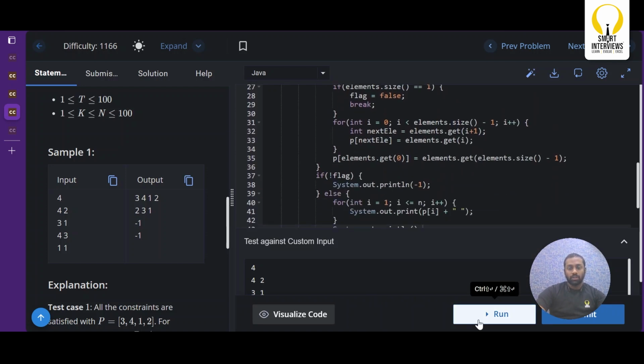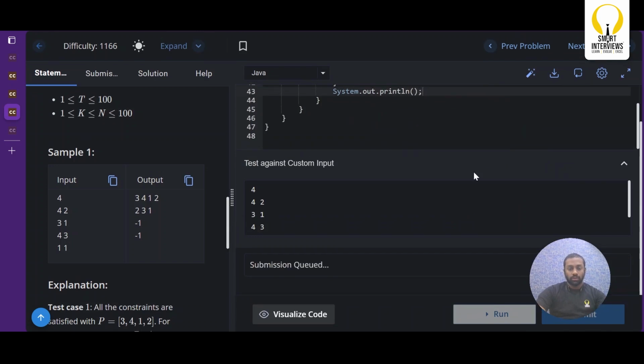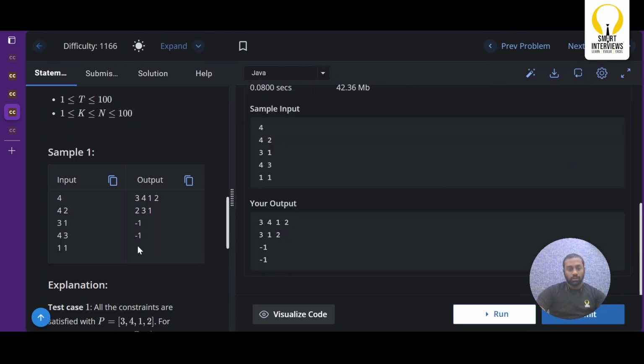More or less that's it, I guess. Let's see if it works, or did we miss something? 3 4 1 2, 2 3 1. Well, we got 3 1 2. Think if it is in the right position. Three remainders, okay, 3 and 1, right? So n is 3, k is 1.